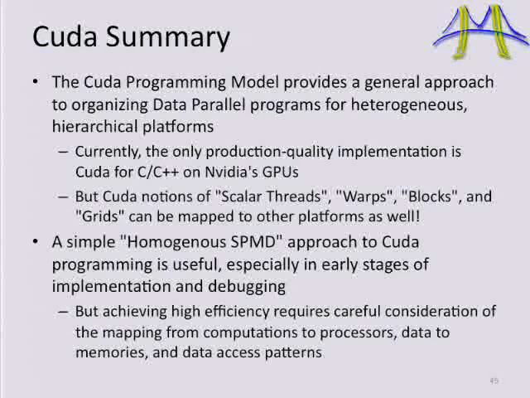And in fact, for certain functions like sines, cosines, and exponentiations, there are two versions. There are fully accurate versions, and then there are less accurate versions that execute faster. And the Cuda programming manual will tell you those. So again, the Cuda programming model is just a general approach to organizing data parallel programs, but its only viable implementation is on Nvidia GPUs.